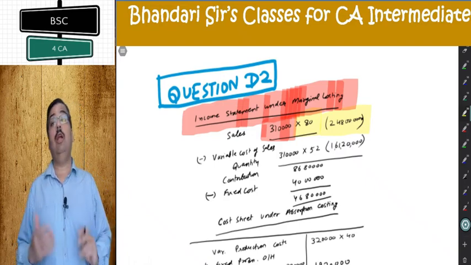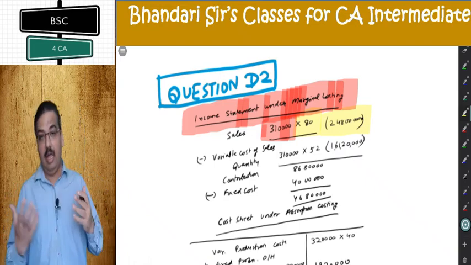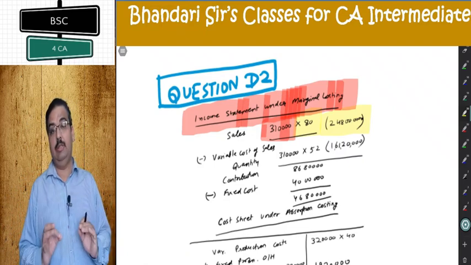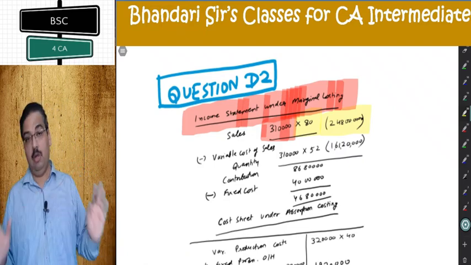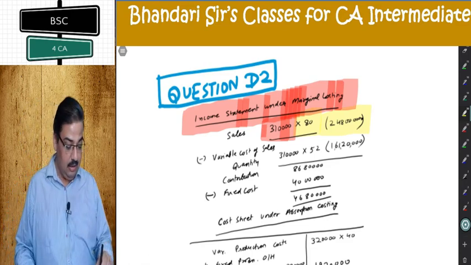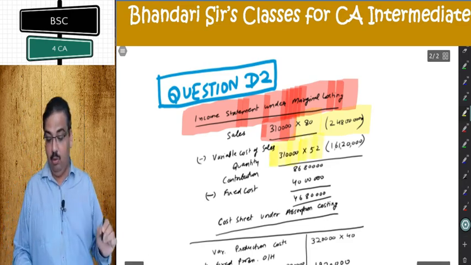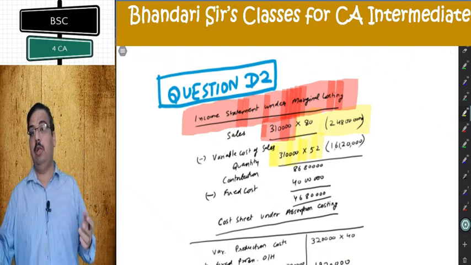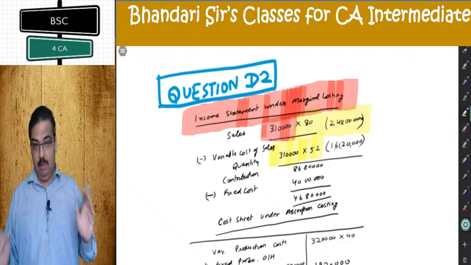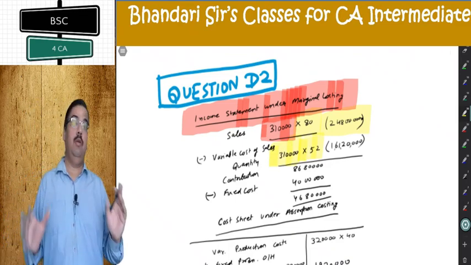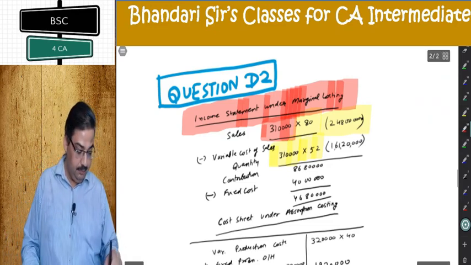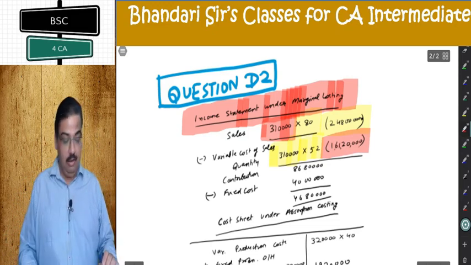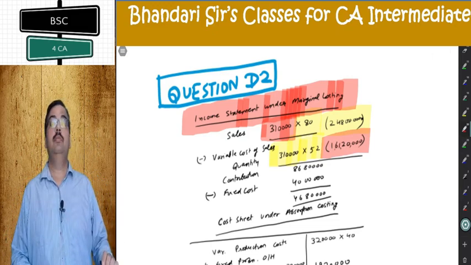Variable cost of what quantity? Of sale quantity. Repeatedly I have told you, under marginal costing income statement, variable cost is based on sold units, not production units. So here I am getting 3,10,000 multiplied by 52. From where did I get 52? 40 plus 12 is total variable cost per unit, multiplied with 3,10,000 units. So I got there 1 crore 61 lakh 20,000.